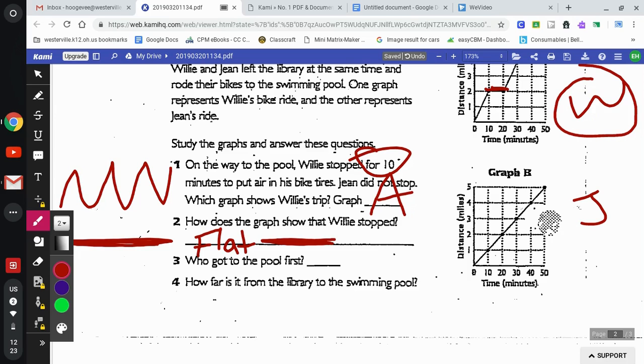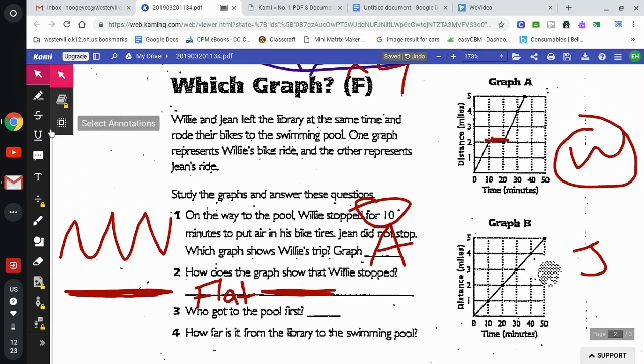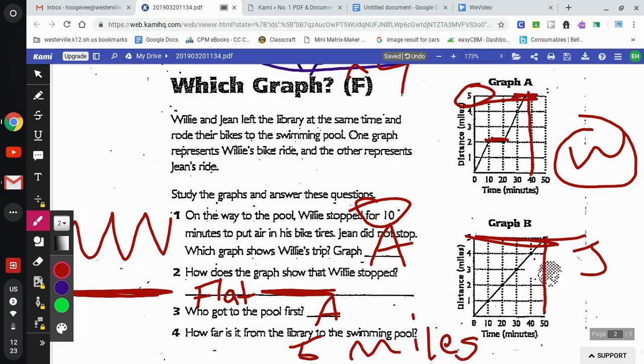Distance over time. So it looks like Willie, even though he stopped, he still got there in about 40 minutes. And Jean didn't get there until 50. So A or Willie still got there first. How far is the library? You look right here. That was their end point. End point, it was 5 miles. So just again, you're going to have a chart tomorrow. You just got to use the information and answer the questions.